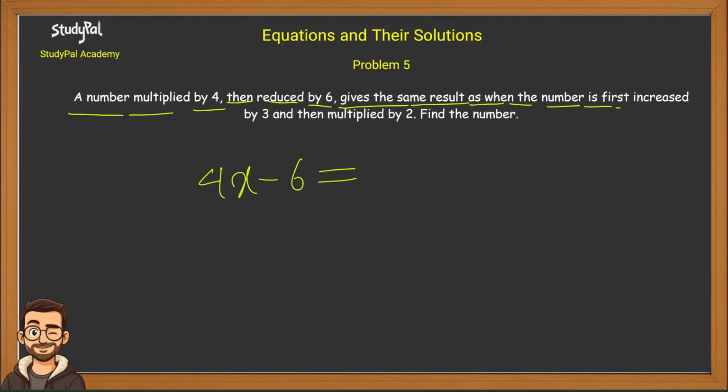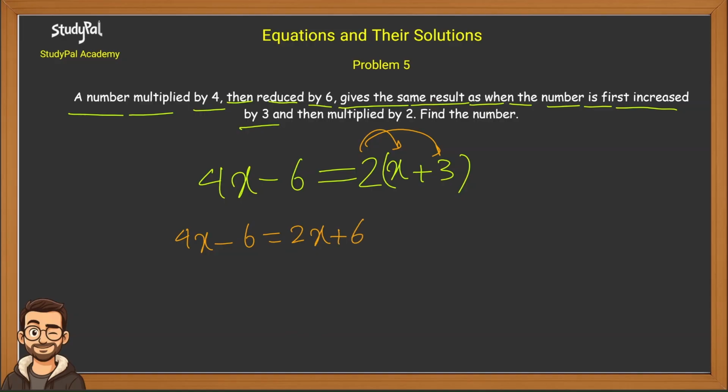As when the number is first increased by 3, so the number increased by 3 at first, and then multiplied by 2. The whole thing should be multiplied by 2. You might want to write it like this. The number increased by 3 first and then multiplied by 2. No, we need the parenthesis because the whole thing needs to be multiplied by 2. Alright, we formed our equation easily. It wasn't challenging. On the left hand side is 4x minus 6. On the right hand side we have 2 times x, 2 times positive 3, which gives you 2x plus 6.